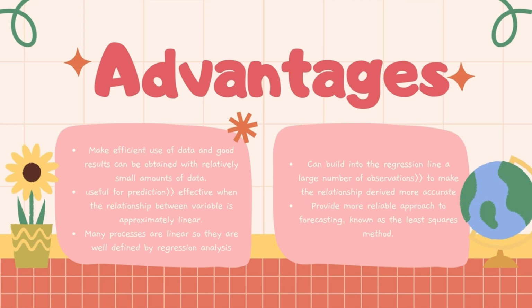Another advantage is that it can incorporate a large number of observations, which improves the accuracy of the model. It also provides a more reliable approach to forecasting using a technique known as the least squares method. The least squares method is a mathematical technique used to find the best fitting line through a set of data points in linear regression. The goal is to minimize the sum of the squares of the vertical distances, called residuals, between the observed values, or what we call the actual data points, and the predicted values, the points on the line.